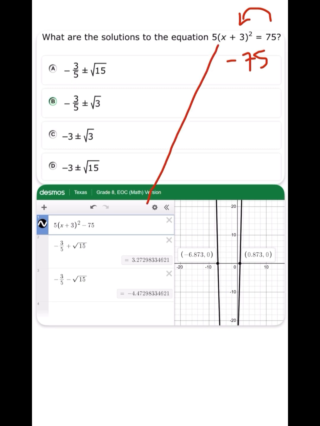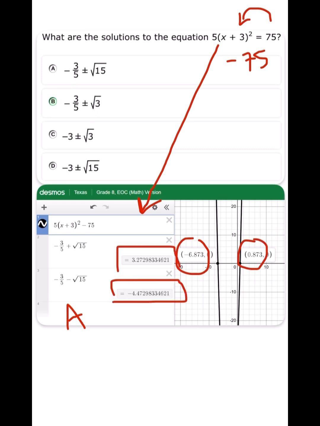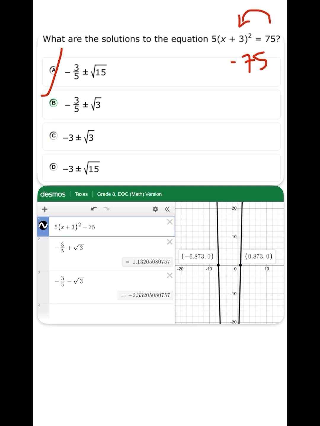Graph the function. The x-intercepts of the graph should match the answer choices. The answer choice A does not match the x-intercepts of the graph. The answer choices are given in plus-minus form. So evaluate the numbers one time with a plus and the other time with a negative sign to get the decimal values.